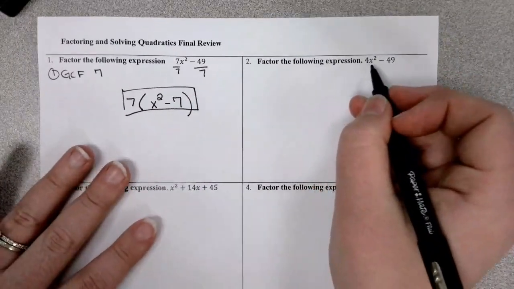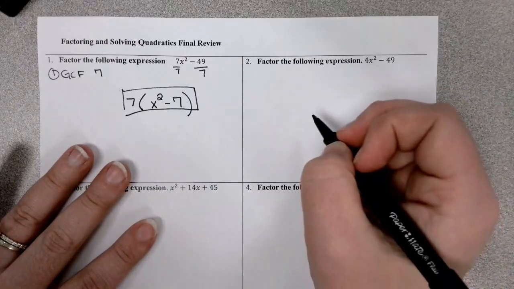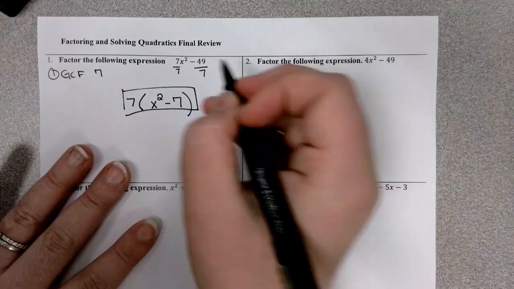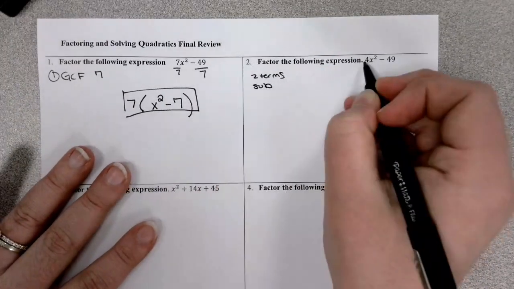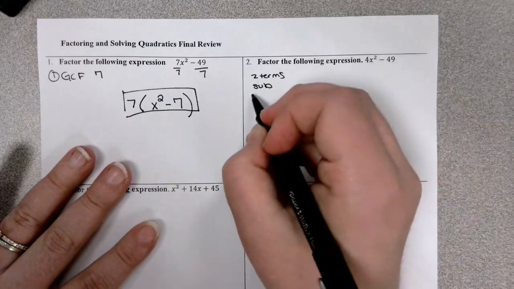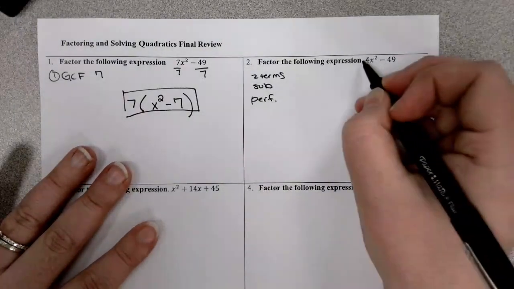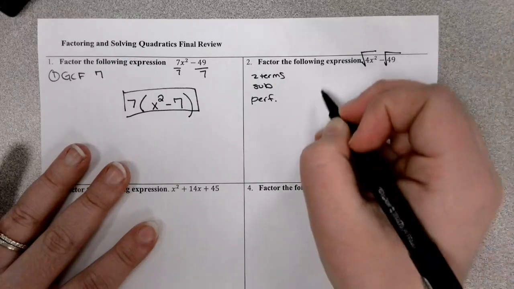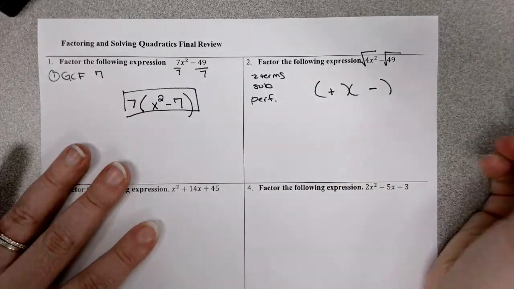In number 2, I first look for a GCF. I don't see one. I can't take anything out of 4 and 49. But there's two terms, a subtraction sign, and 4x squared and 49 are both perfect squares, which means I can do difference of squares. I'm going to have two sets of parentheses. One has a plus and one has a minus.